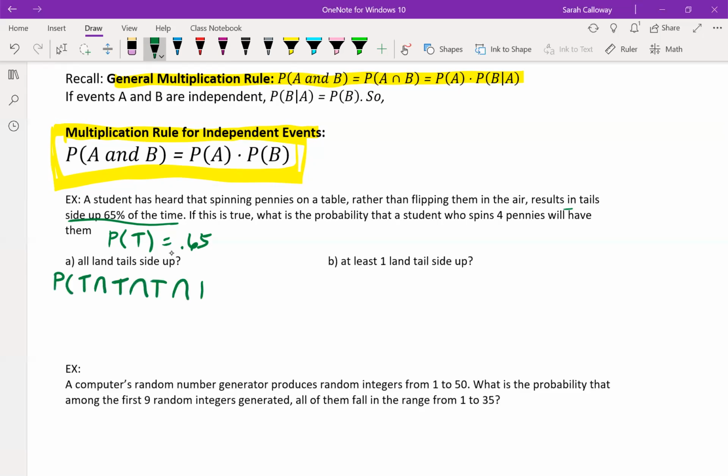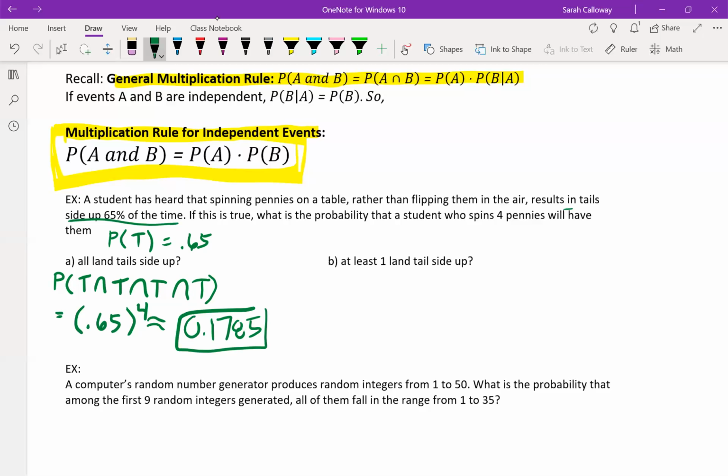So we're finding this compound probability of a bunch of ands for the tails. Since I'm spinning the penny 4 times, I'm going to take the probability of landing on tails and raise that to the 4th power. So if I do 0.65 raised to the 4th power, that gives me about 0.1785. So it's about an 18% chance that they will land on tails every time.